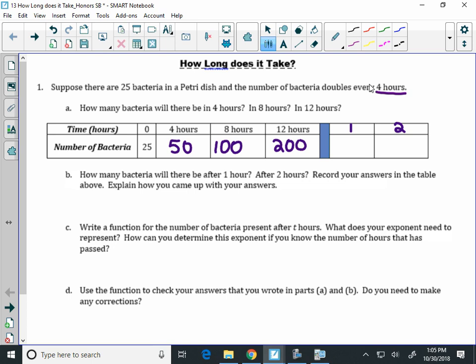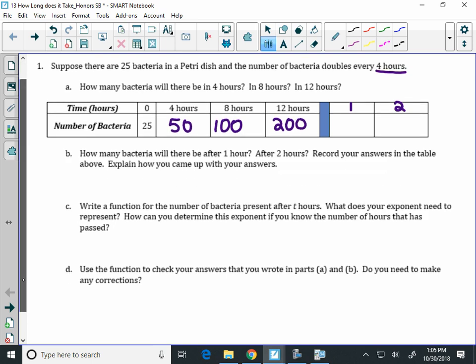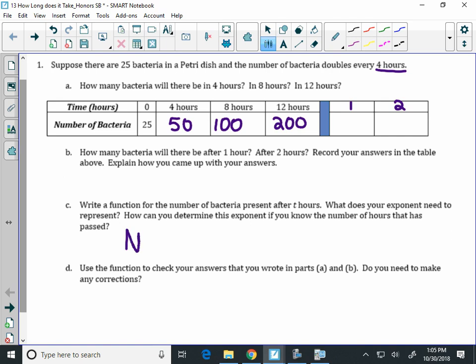Okay, so let's start by thinking, I want the number of bacteria, so I'm going to use N for number because I can. If I'm writing an exponential model here, how many bacteria do you start with? 25. So that part stays the same. 25, and how is the number of bacteria growing? It's doubling. So we're multiplying by 2.